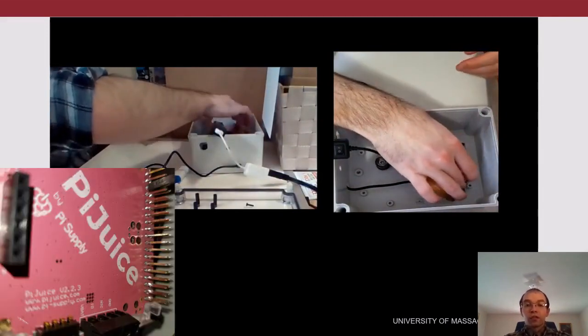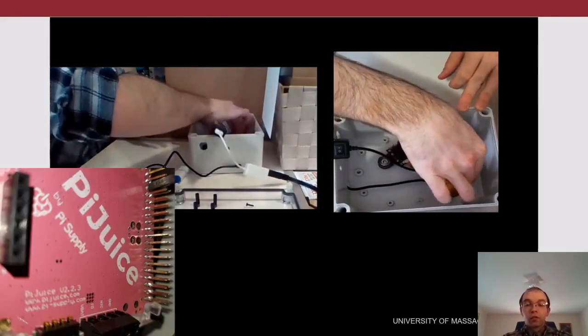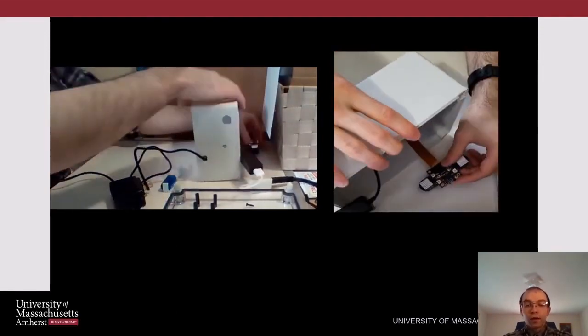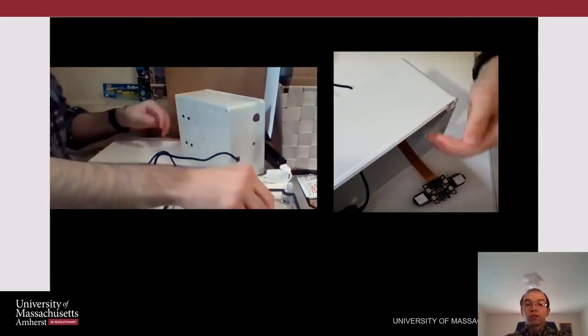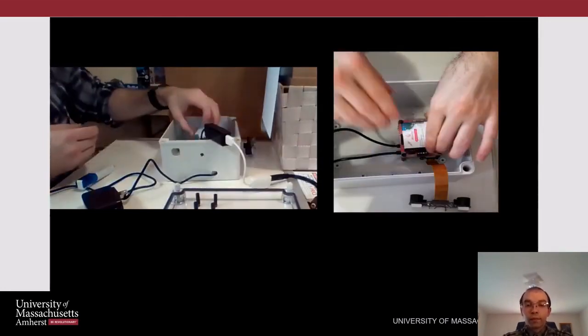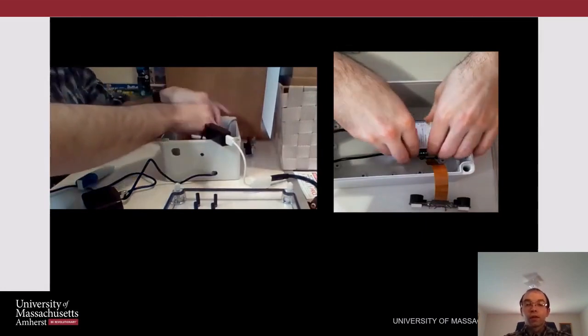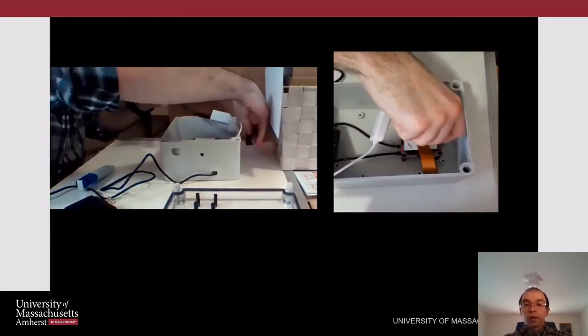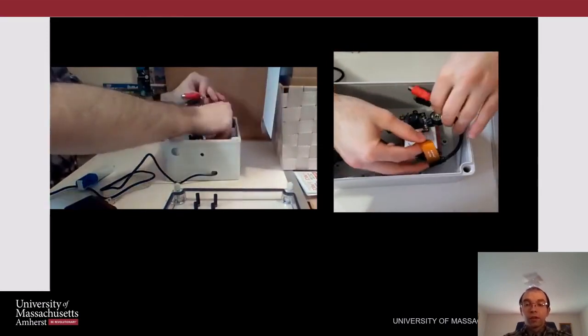Next, you can see I'm attaching the uninterruptible power supply, which is the pink Pi Juice board. The uninterruptible power supply comes with a battery, and together they regulate device electrical current flow. If the power were to go out, the battery will turn on and prevent the device from losing power, even in the event of a mains power outage. This way, data collection continues even if there's power loss.